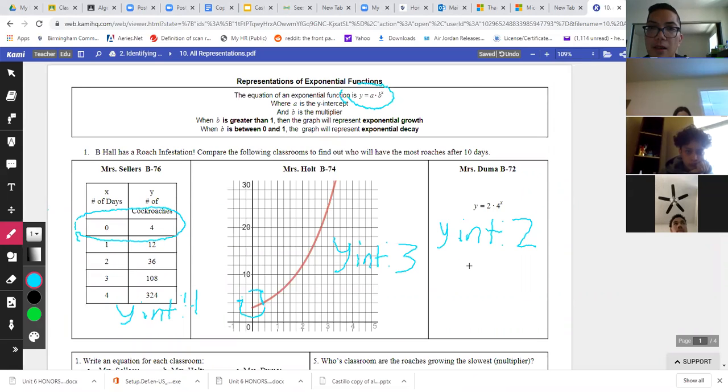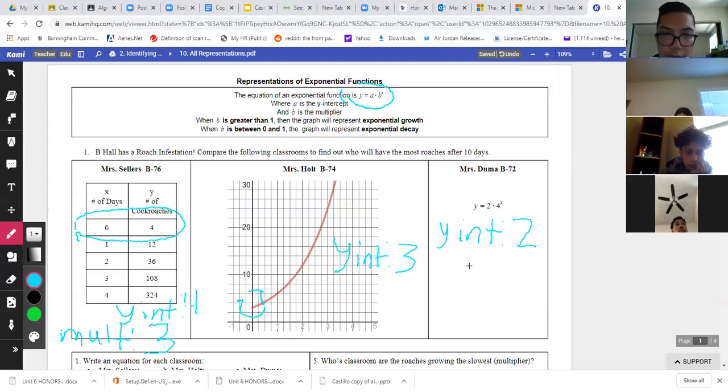Okay. Now, the next thing we're going to look at is the multiplier. And the multiplier you'll always find from the y values. So if you look here at the table, how do I go from 4 to 12, 12 to 36, 36 to 108, and 108 to 324? Well, how do I go from 4 to 12? You just multiply by 3. So your multiplier will just be 3.